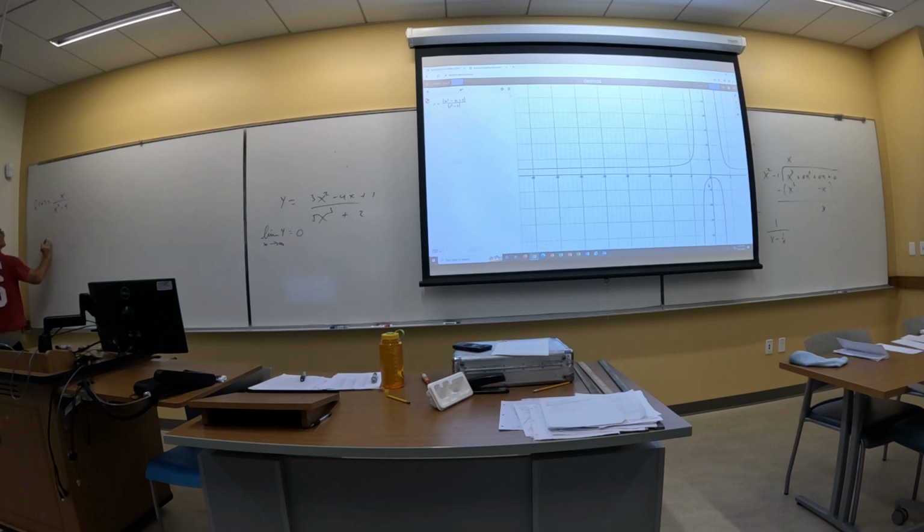So let's identify them first of all. I'm going to be lazy. Vertical asymptotes are where? x equals 2 and x equals negative 2. My horizontal asymptote? y equals 0. Will this help me draw an accurate graph? Yeah.